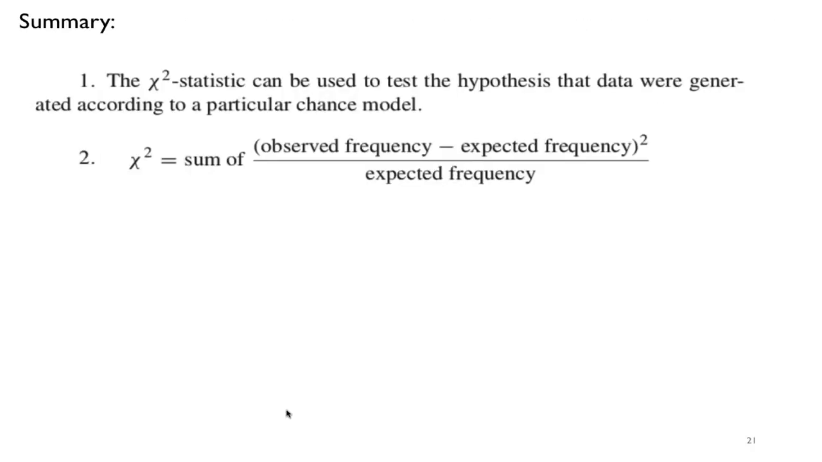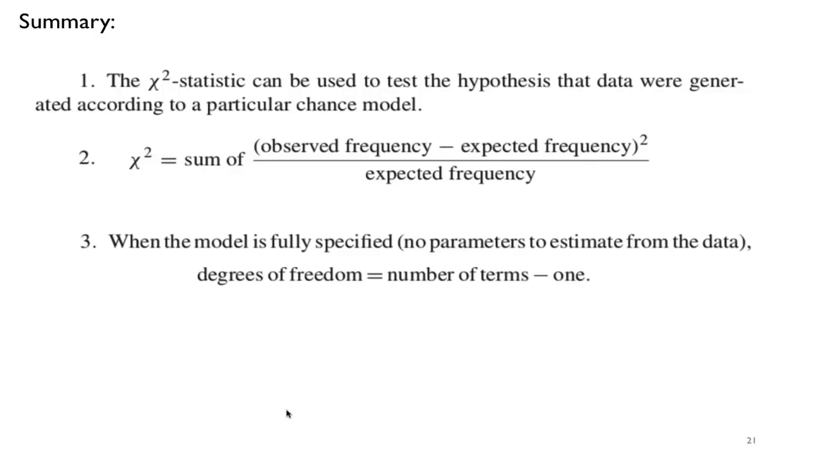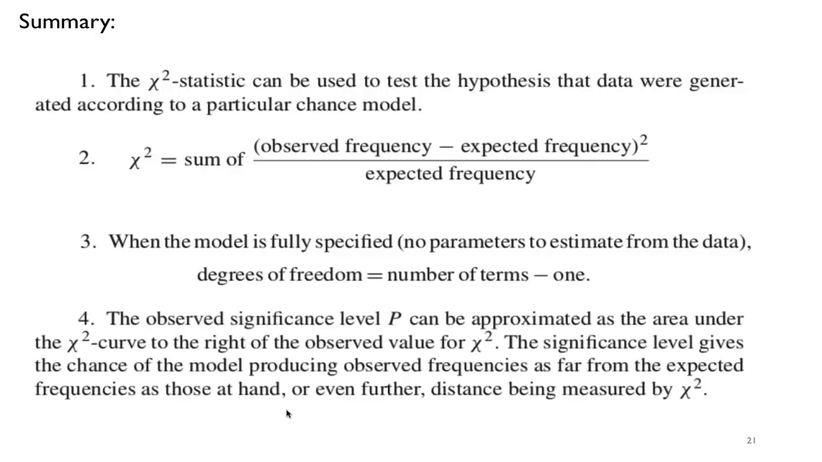Okay, so the chi-square statistic can be used to test the hypothesis that data were generated according to some chance model, and the formula for it is the sum of the observed frequency minus the expected frequency, squared, divided by the expected frequency. This applies when the model is fully specified, with no parameters having to be estimated from the data. The degrees of freedom is the number of terms minus 1. And so we use that chi-square statistic along with the degrees of freedom to look up a chi-square curve, and then we get the significance level, the p-value, and from there we can determine whether we should reject the null hypothesis.